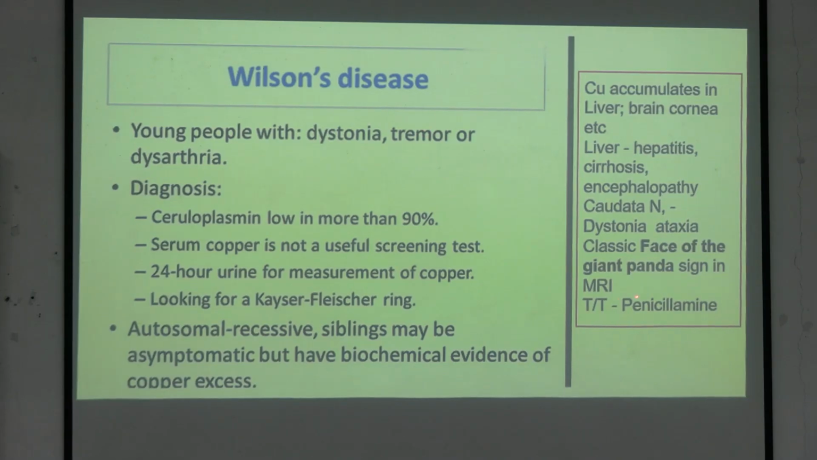Right. So Wilson's disease is a heavy metal poisoning. Copper is a heavy metal. So the treatment is penicillamine. Penicillamine is used in many heavy metal toxicities. Like this, it is also treated with penicillamine.